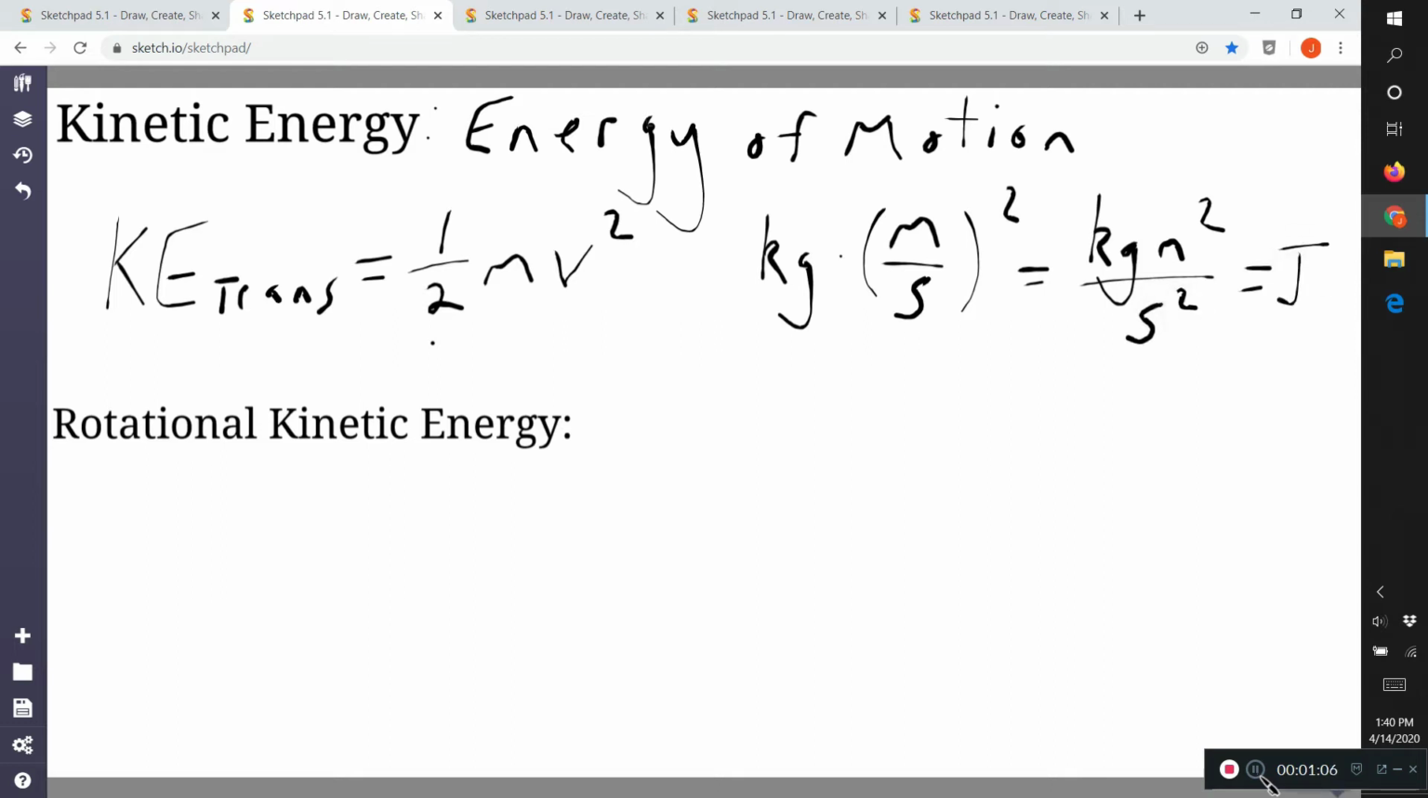Now you might remember work was also measured in joules. Work was calculated as a Newton times a meter. And if we do the math here, a Newton is a kilogram meter per second squared. We're multiplying that by meters, and we get the same thing, kilogram meter squared per second squared.